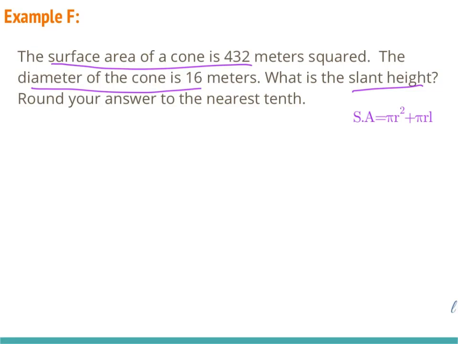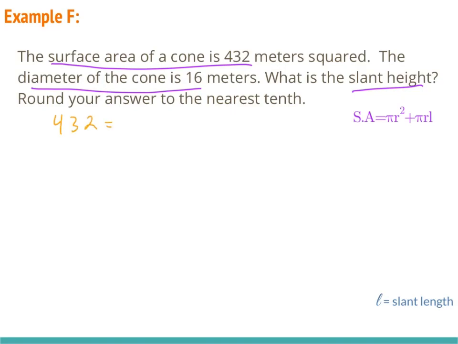Pi r squared plus pi times r times L. Not sure what L means. Oh, right, that means the slant length. That's important to always have. So now let's go ahead and plug in the information that we do have. So we're going to have surface area. Oh, wait, we do already know our surface area, so we don't have to worry about that. Our surface area is 432.